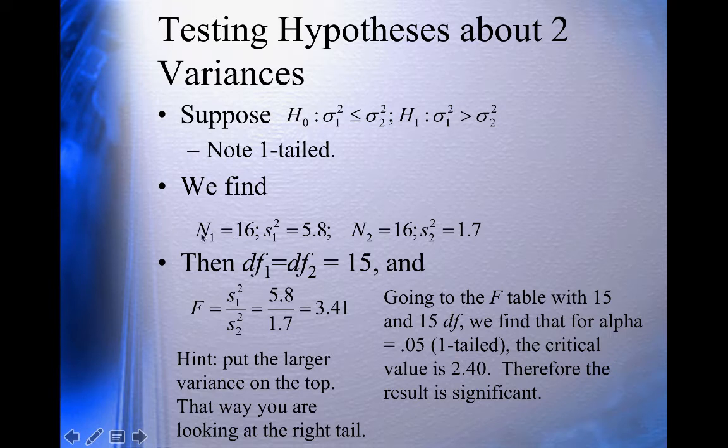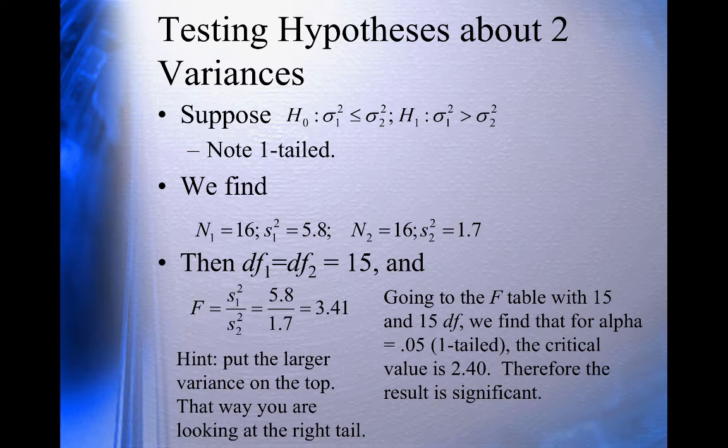And let's say we sample some data. We've got 16 guys with the variance of 5.8, and the women have a variance of 1.7. There's also 16 of them. If that's the case, then for both groups, degrees of freedom would be 15, n minus 1. And our sample value of F would be variance of one over the variance of the other. That's 5.8 over 1.7. And that gives us an obtained or observed value of F of 3.41.